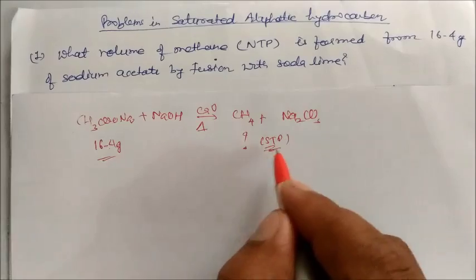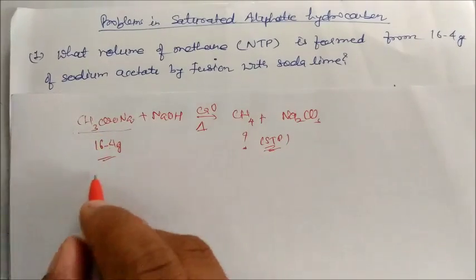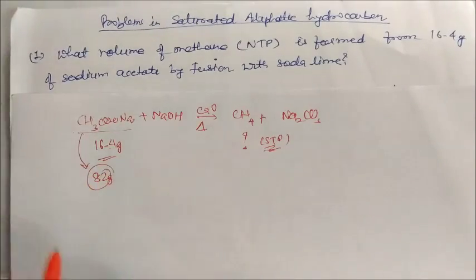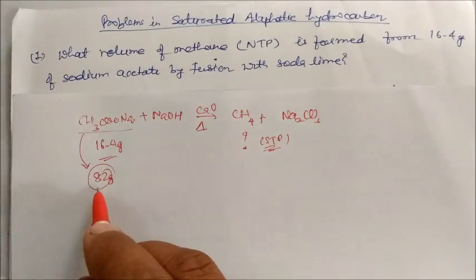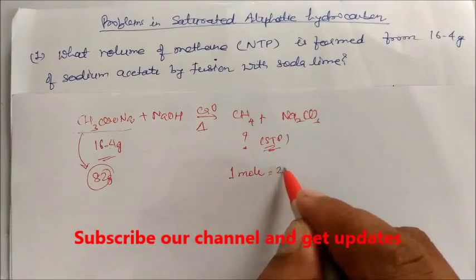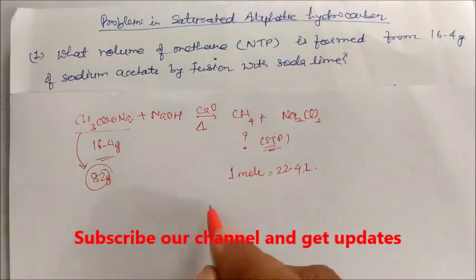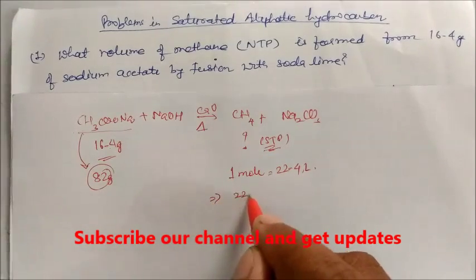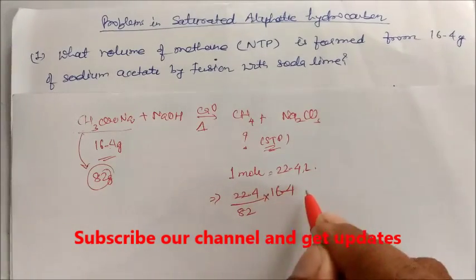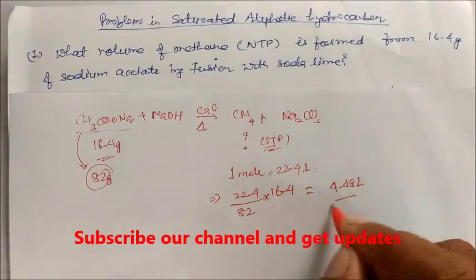To find this volume, we first have to calculate the molar mass of sodium acetate. If you calculate, you will get 82 gram. So the molar mass of sodium acetate is 82 gram. So 82 gram is giving 1 mole of methane gas, which is nothing but 22.4 liter. So 16.4 gram will be how much? Definitely it will be 22.4 liter divided by 82 multiplied by 16.4. If you solve it, you will get the answer 4.48.